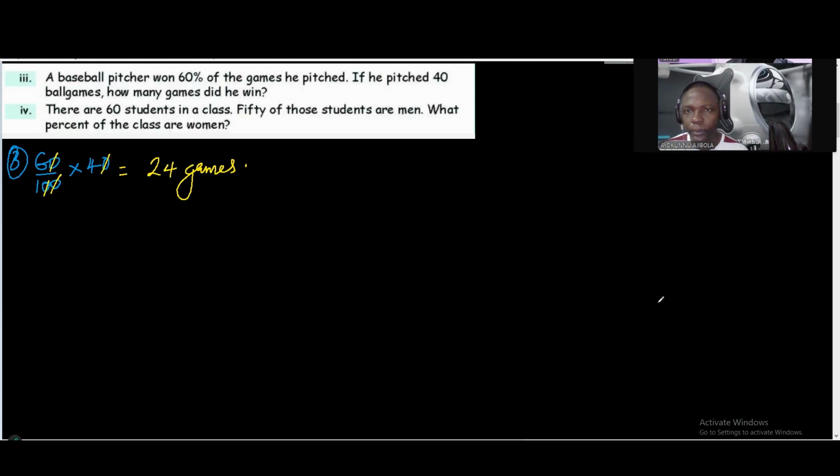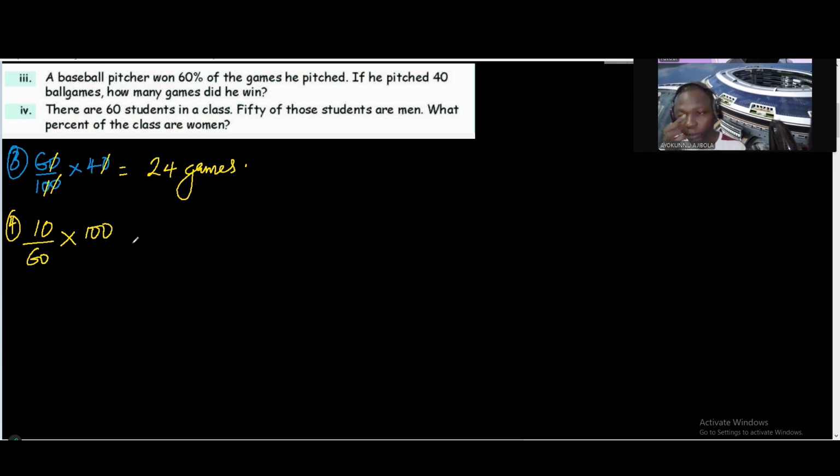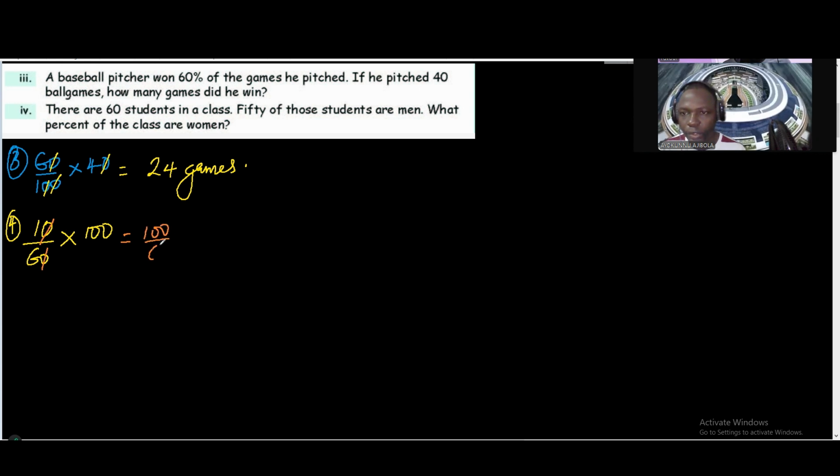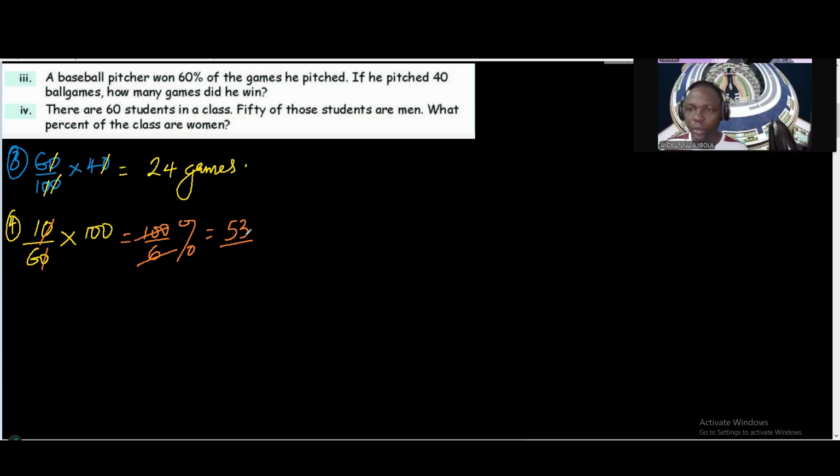And the last one there, number 4, says there are 60 students in a class. 50 of those students are men. What percentage are women? So that will be 10 out of 60. So that's 10 over 60 times 100. Okay, is that clear? Yes. So we got the 0 cancel the 0. Then we have 100 over 6%, and if you reduce by 2, that's 50 over 3.